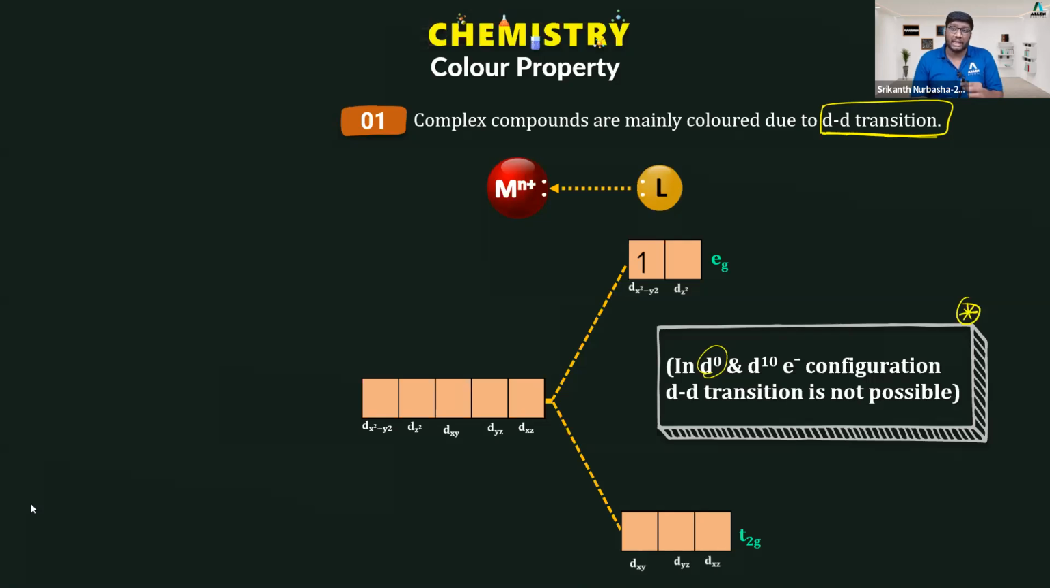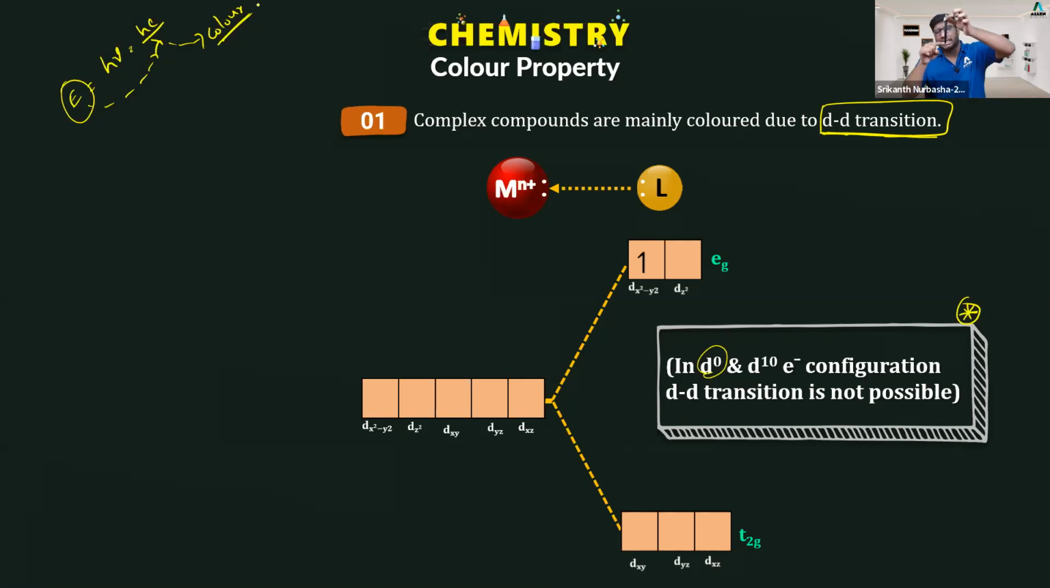If I have an electron, this is your t2g and this is your eg. From here I am giving some 100 units of energy. Assume 100 units of energy corresponds to a particular lambda, because E is equal to h nu, that is equal to hc by lambda. Whatever energy we are talking about will correspond to a specific lambda, and a specific lambda corresponds to a specific color.